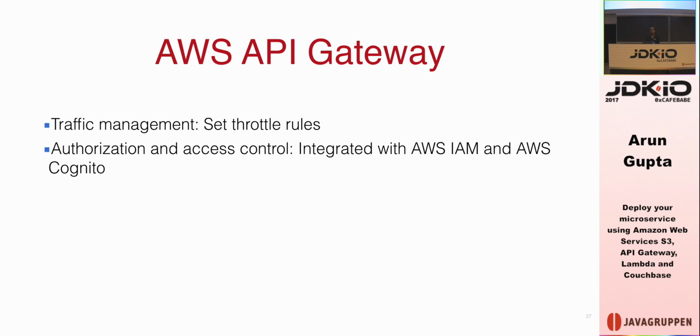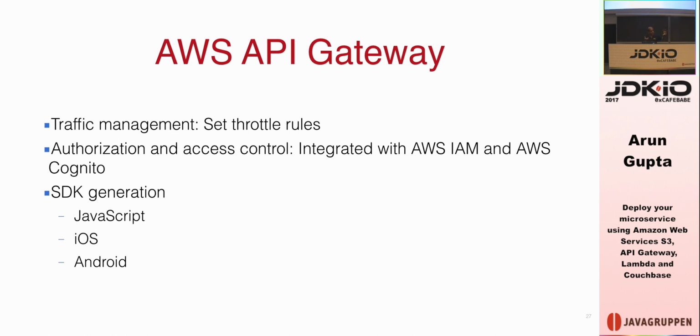We talked a little bit about authorization and access control, and how this can be very well integrated with AWS IAM or even AWS Cognito. Cognito is a service by AWS which enables social login. So if you want to do social login with your mobile application or a web application, that's a good service to look at.